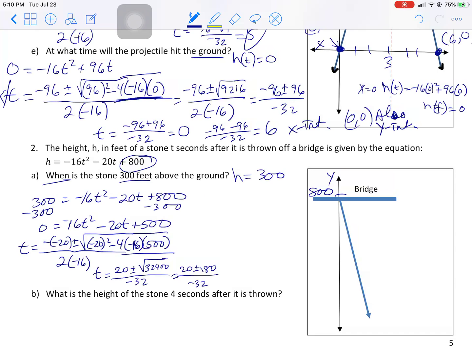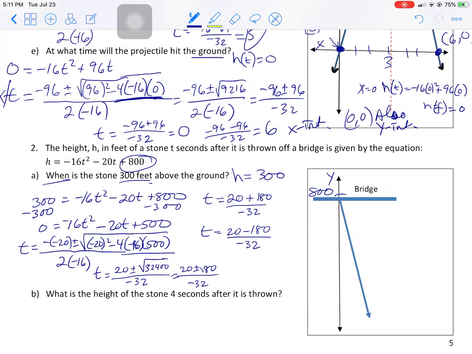Then something interesting happens. t is going to be 20 plus 180 divided by negative 32, and t is going to be 20 minus 180 over negative 32. Now look at the picture. I'm only going to have one time when this hits the ground, wherever the ground's going to be. This is the y-axis, so all the other numbers are going to be on the negative side. So we don't really want to go there.